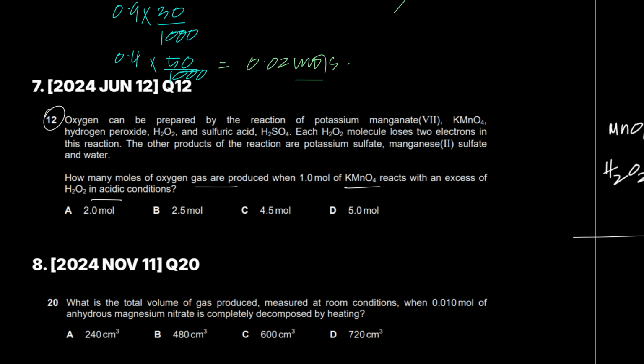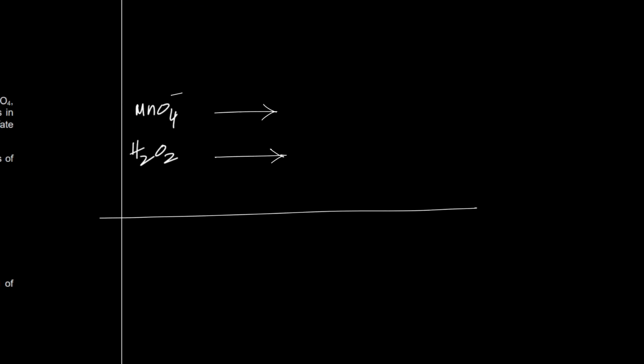Each H2O2 molecule loses 2 electrons. Wait a moment. Each H2O2 is losing 2 electrons, right? Now, how do you balance out these complex half equations? If 2 electrons are lost, what are you balancing these electrons with? I'm doing reverse working. These electrons were balancing the hydrogen ions, weren't they?